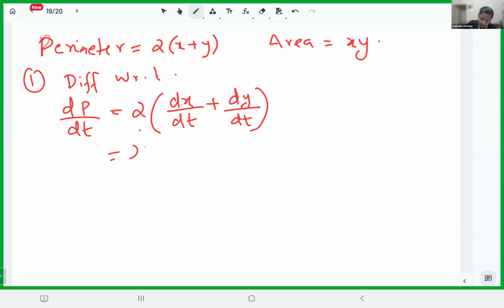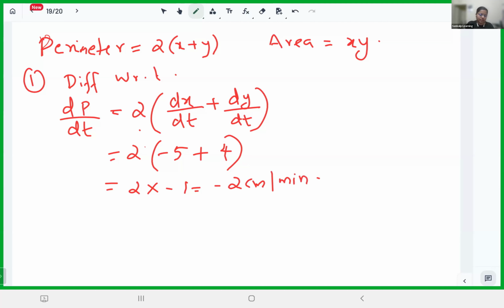So this is equal to 2 into, what is dx by dt? That is given as minus 5, isn't it? Minus 5 plus, what is the rate of change in the width of the rectangle, dy by dt? That is 4. So minus 5 plus 4. That is equal to 2 into minus 1. That is minus 2 centimeter per minute.